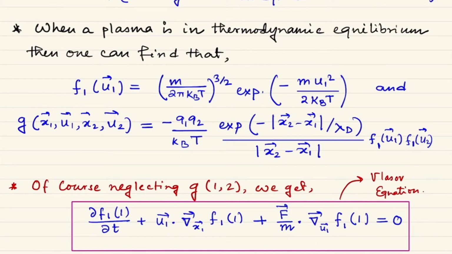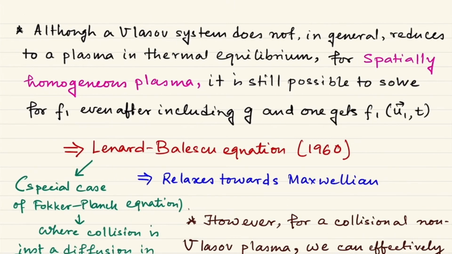Okay, so in practice, for the case where we are talking about collisionless systems, we can simply neglect g12, and we can write the kinetic equation, which is del f1 del t. So f1, once again, this simply designates that this is the distribution function of one particle. Okay, del f1 del t plus u1 dot nabla x1 f1 plus f by m dot nabla u1 f1 is equal to 0. Okay, so this is the Vlasov's equation.